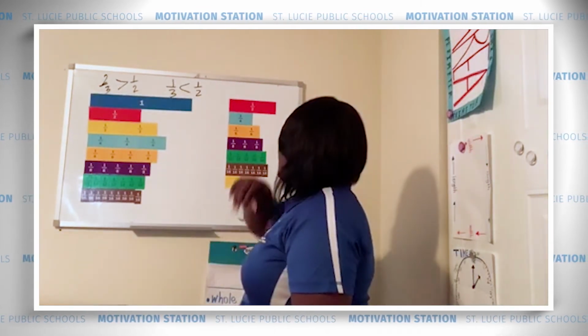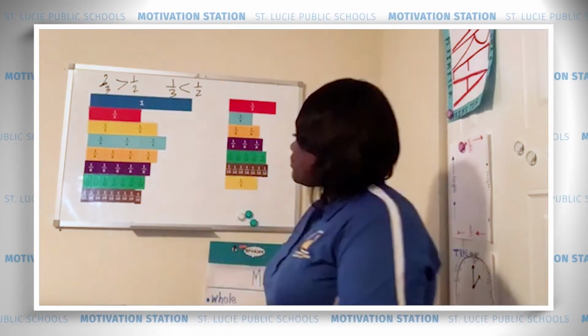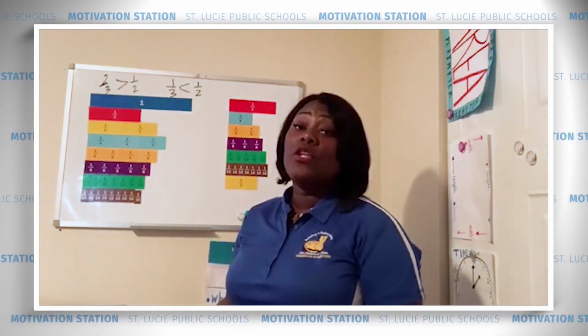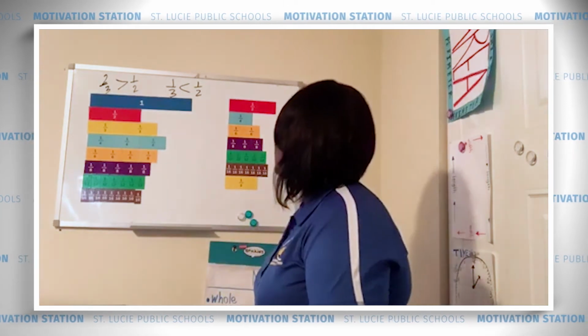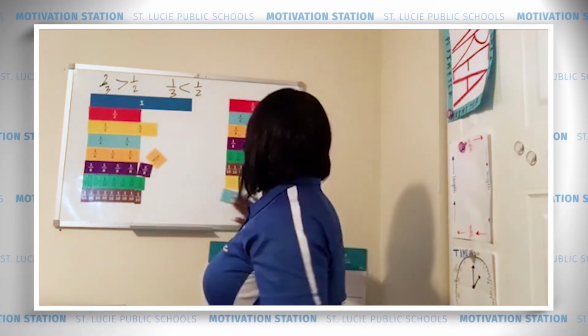So here we know that you need a certain number of each fraction to make half. When you don't have enough for half, you're looking at a fraction that's less than half. Now let's go back and review.